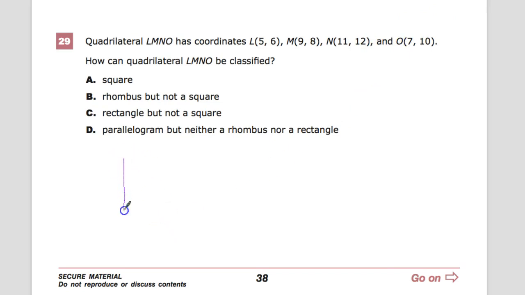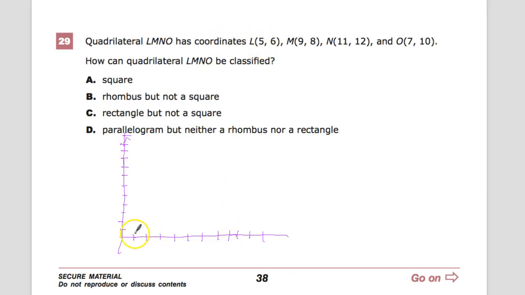So let's sort of sketch that out just a little bit. 1, 2, 3, 4, 5, 6, 7, 8, 9, 10, 11, and up to 12. Now you may not need to draw it all out, but I like to be able to visualize it, even if it's not very well drawn.